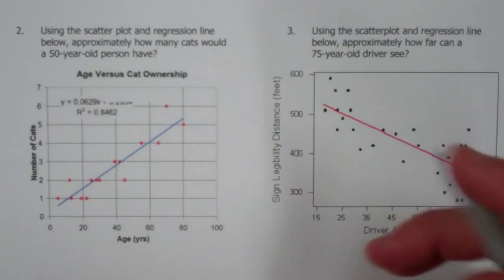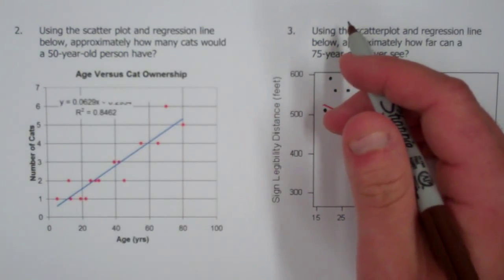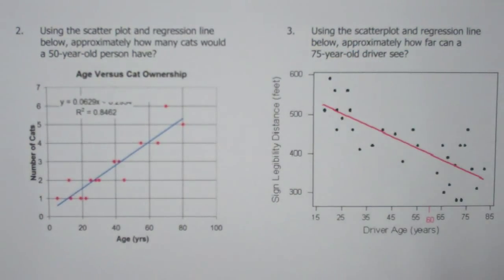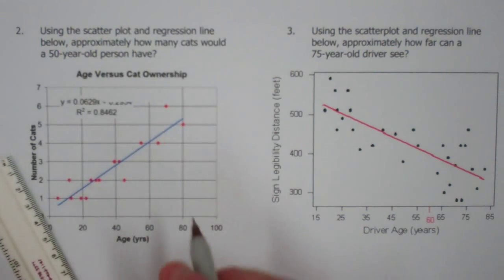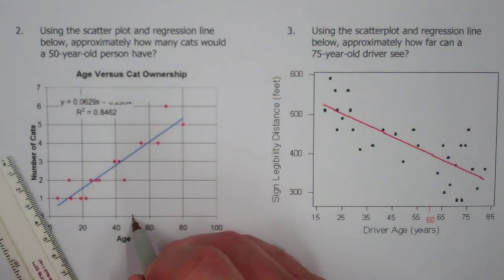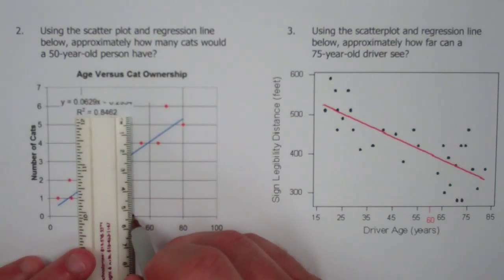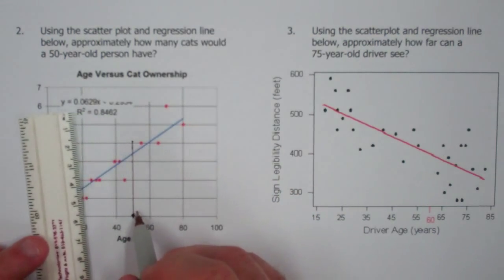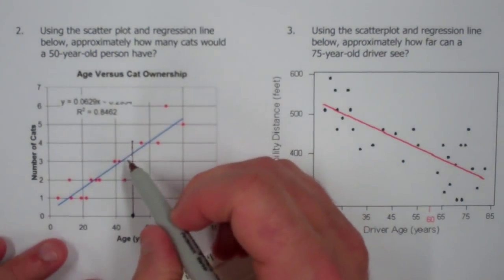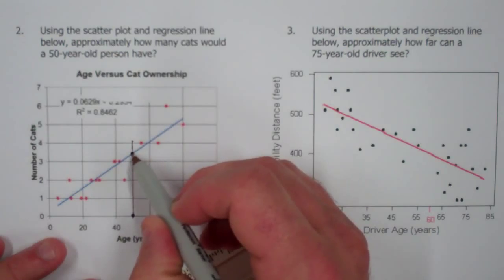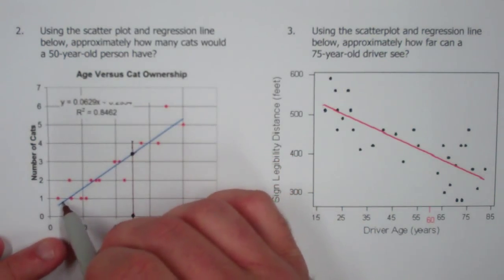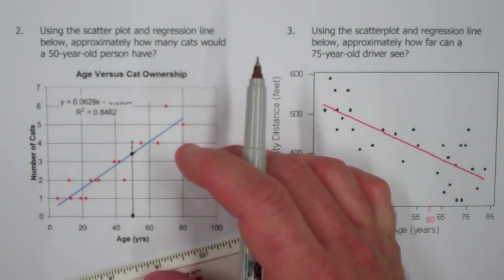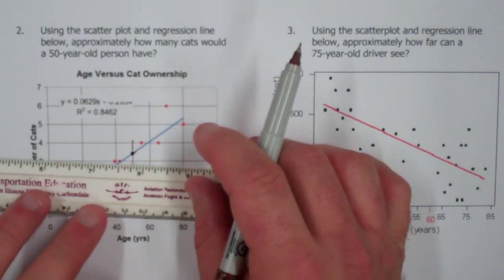Number 2 says, using the scatter plot and regression line below, approximately how many cats would a 50-year-old person have? Well, to figure this answer out, we're going to look at the age down here, and we're going to look at 50. And 50 is right smack dab in the middle. So we're going to try to draw a line as parallel to these other lines as possible and perpendicular here to the bottom line. Where it meets the curve, where it meets the blue line, that is where we think that point would lie.